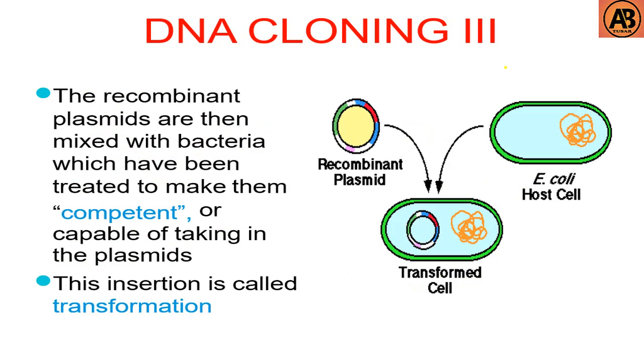Then DNA cloning 3. The recombinant plasmids are then mixed with bacteria which have been treated to make them competent, or capable of taking in the plasmids. This insertion is called transformation. Here you can see the recombinant plasmid and the E. coli host, which are inserted to form a transformed cell.